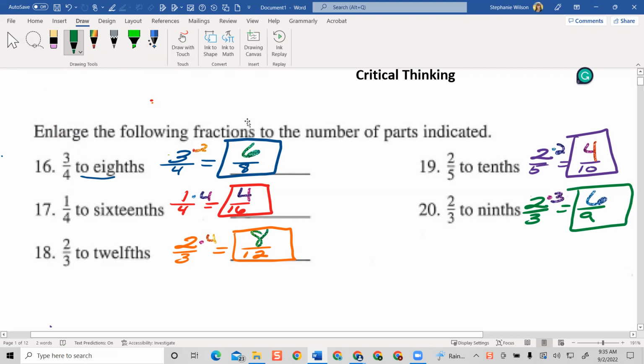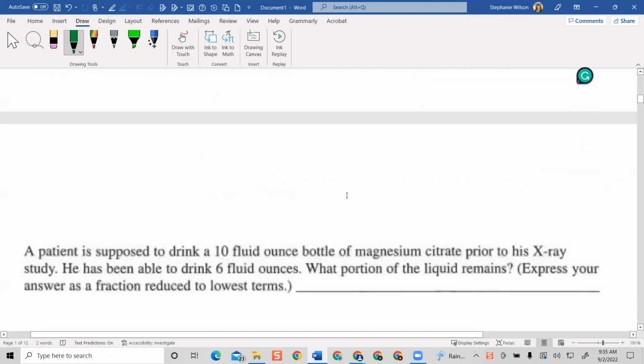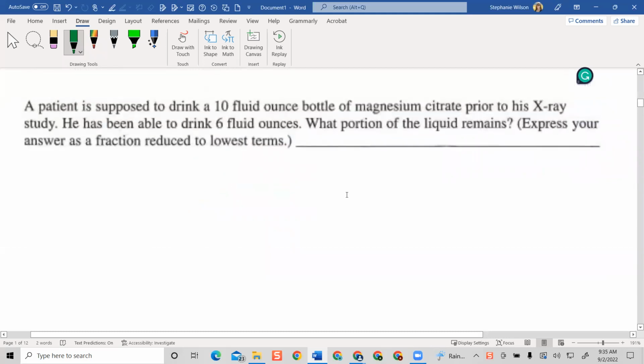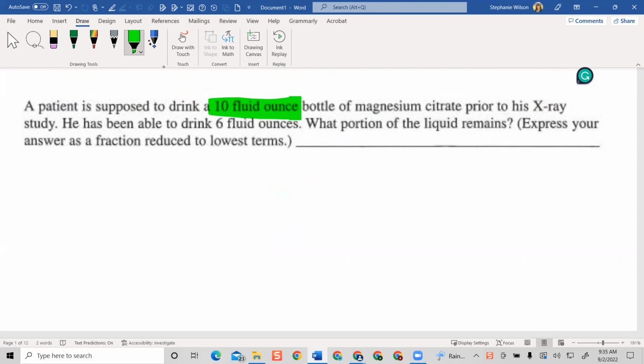Okay, so let's move on. Let's go to the application problems. The first application problem we're going to look at is: a patient is supposed to drink a 10 fluid ounce bottle of magnesium prior to his x-ray study. He has been able to drink 6 fluid ounces. We want to know what portion remains.